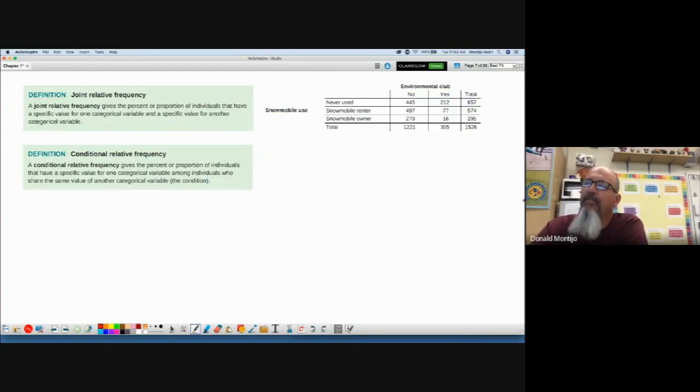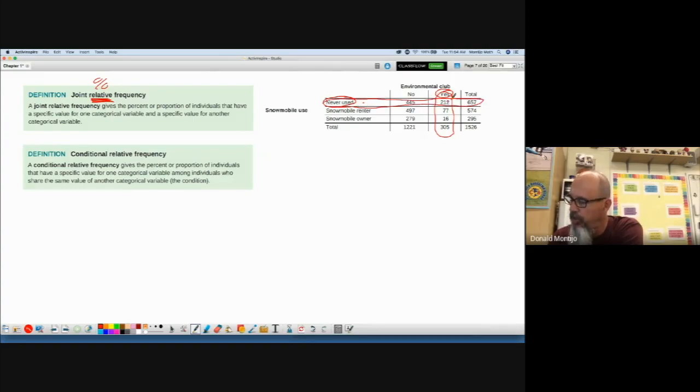Joint relative frequency gives the percent or proportion of individuals that have a specific value for one categorical variable and a specific value for the other. So joint relative frequency changes things up now. Remember this word relative says, oh, I got to do a percent. Joint means we're looking at two things. We're joining the two together. So for example, what is the joint relative frequency of environmental club members who have never used a snowmobile? Environmental club members, oh, you have to be a member of the club, yes, and you've never used a snowmobile. So we go, yes, so here, and never used here.